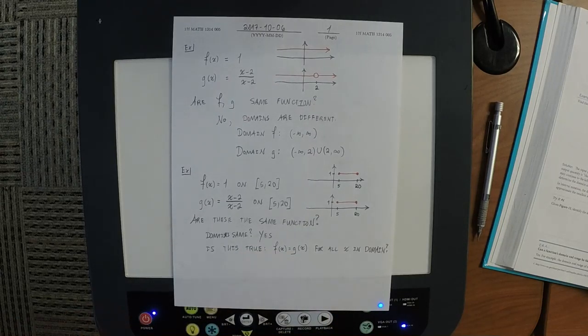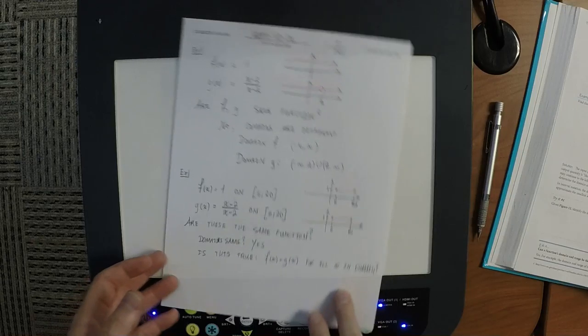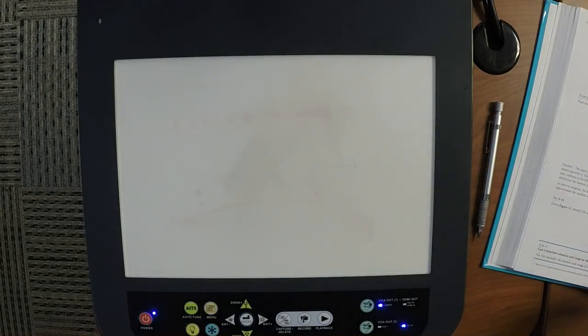So in order for two functions to be the same, it must be the case that their domains are the same and that their evaluations for every input is the same. So all of those things must be the same. Good. Okay.